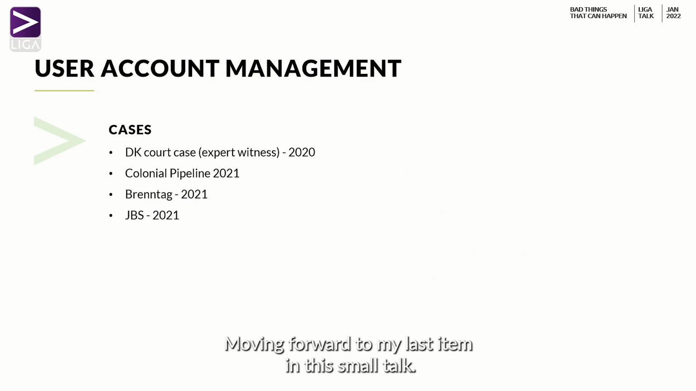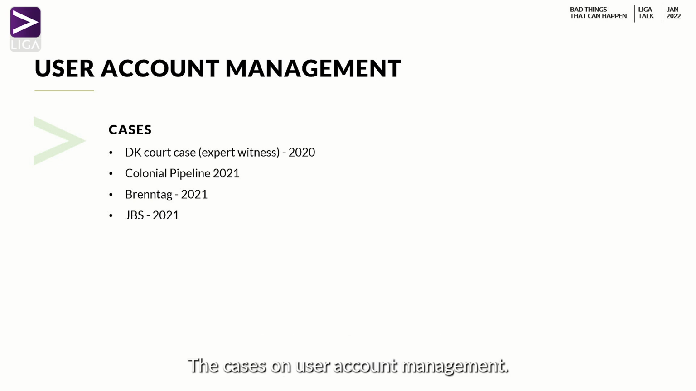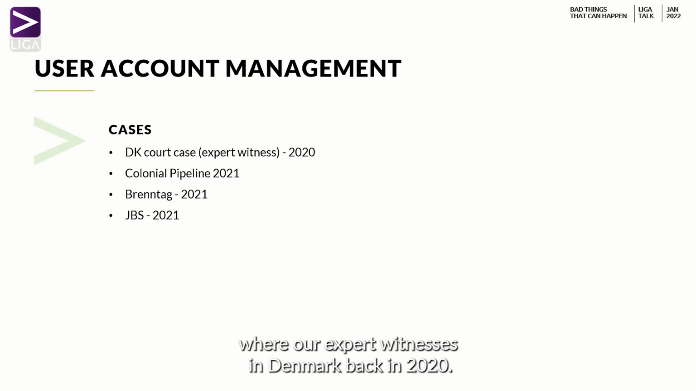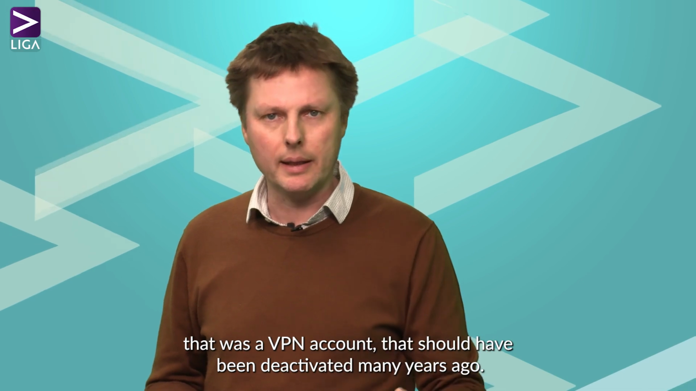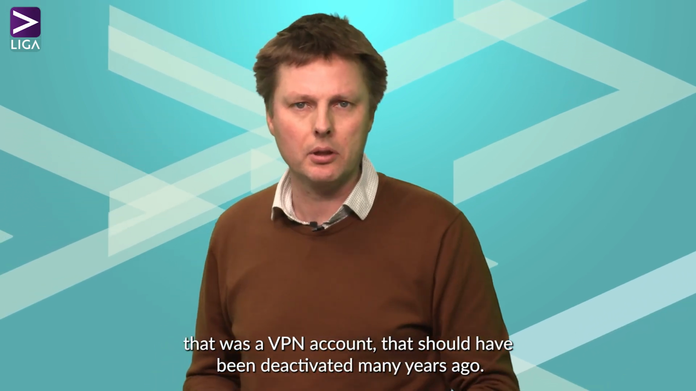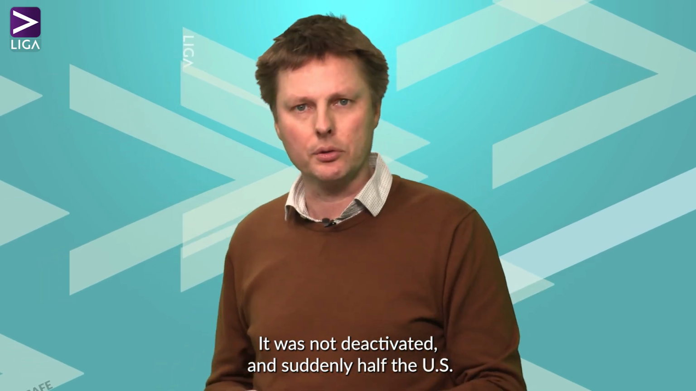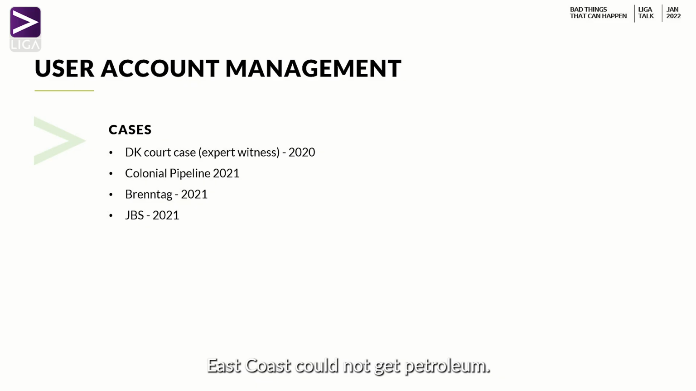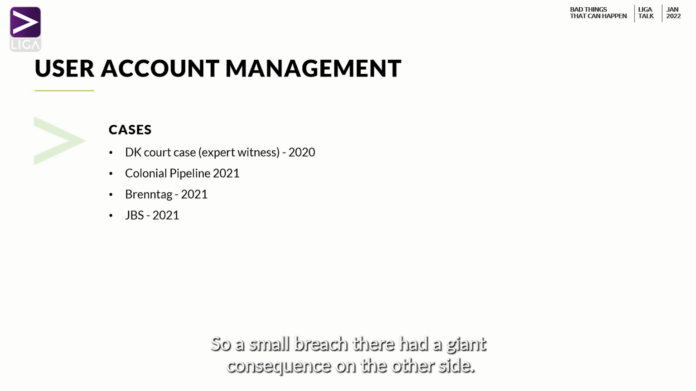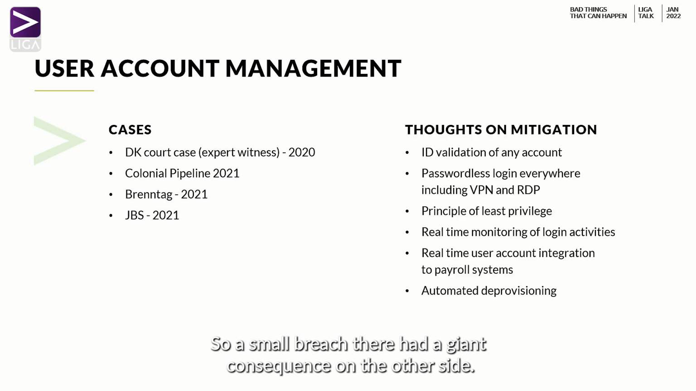Moving forward to my last item in this small talk, the cases on user account management. We have a case where I was an expert witness here in Denmark back in 2020. There's the very big one, I think most of you have heard of, Colonial Pipeline, Brenntag, JBS, and others, and you'll find a lot of them. I think in Colonial Pipeline, a VPN account that should have been deactivated many years ago was not deactivated, and suddenly half the US East Coast could not get petroleum. So a small breach there had a giant consequence on the other side.